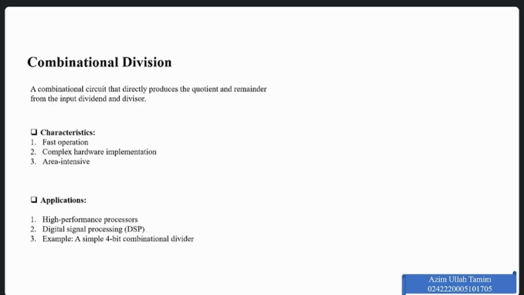Then combinational division, a combinational circuit that directly produces the quotient and remainder from the input dividend and divisor. Characteristics: fast operation, complex hardware implementation, and area intensive. Applications: high performance processors, digital signal processing, for example a simple 4-bit combinational divider.